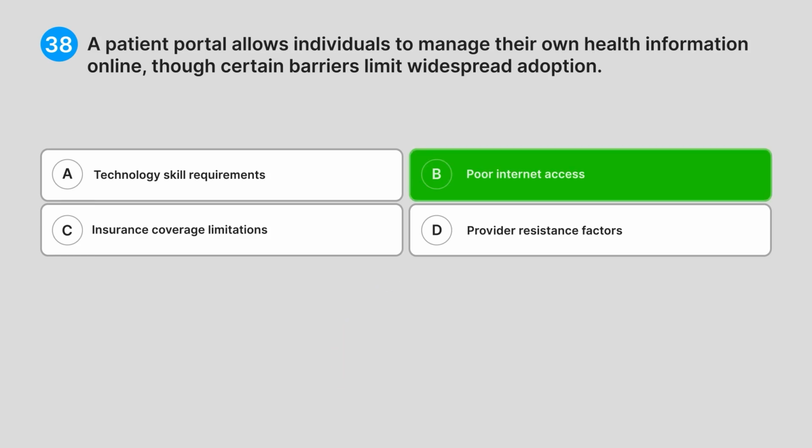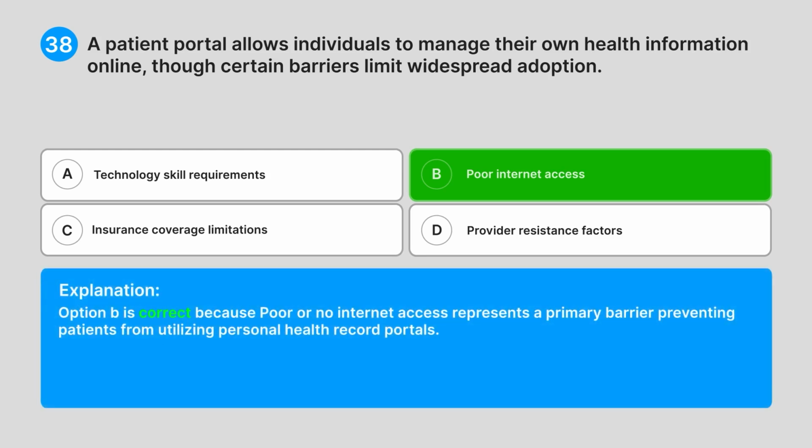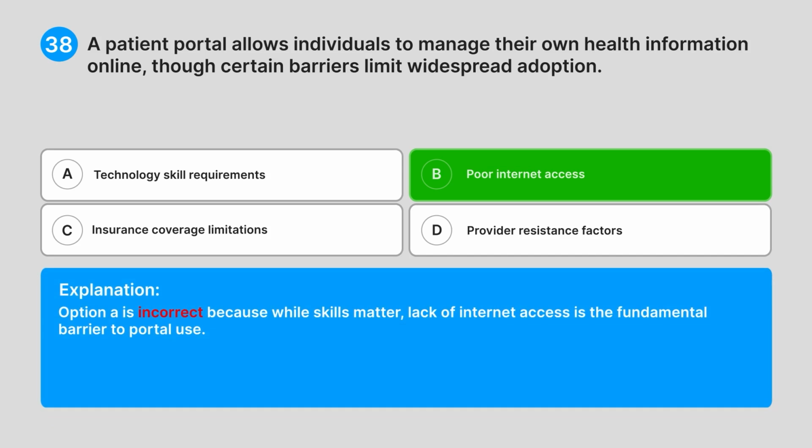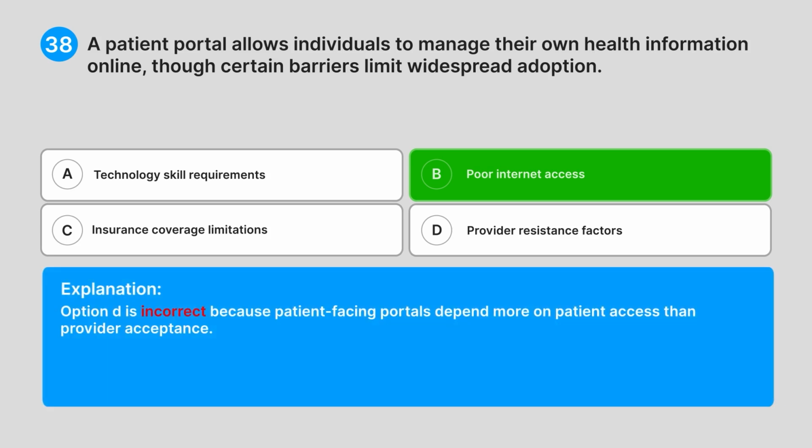Correct answer, B. Poor internet access. Explanation: option B is correct because poor or no internet access represents a primary barrier preventing patients from utilizing personal health record portals. Option A is incorrect because while skills matter, lack of internet access is the fundamental barrier to portal use. Option C is incorrect because patient portals aren't typically restricted by insurance coverage limitations. Option D is incorrect because patient-facing portals depend more on patient access than provider acceptance.